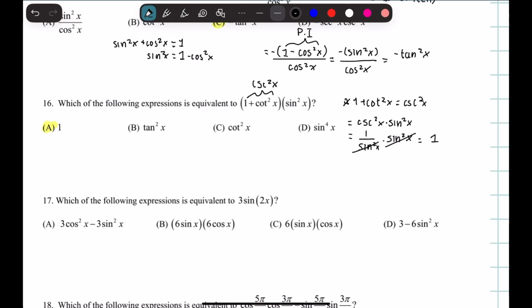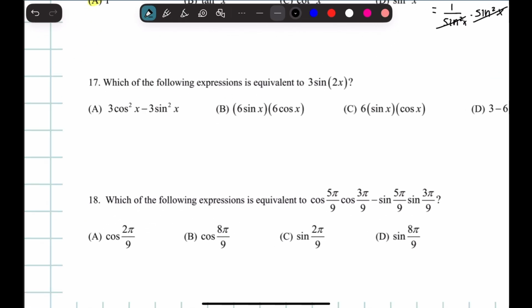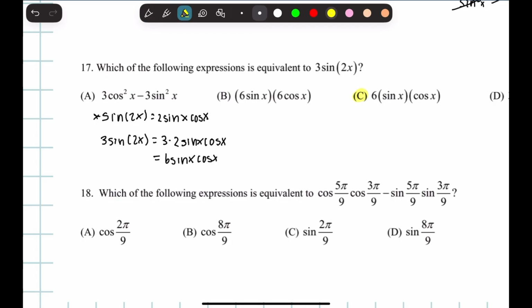Now let's move on to our next question, which is equivalent to 3 sine 2x. So let's start with this. We can remember that sine 2x is equivalent to 2 sine of x times cosine of x. So we can rewrite this as 3 sine 2x is going to be equal to 3 times 2 sine x cosine x. And this is going to be 6 sine x cosine x. And this is equal to option C.